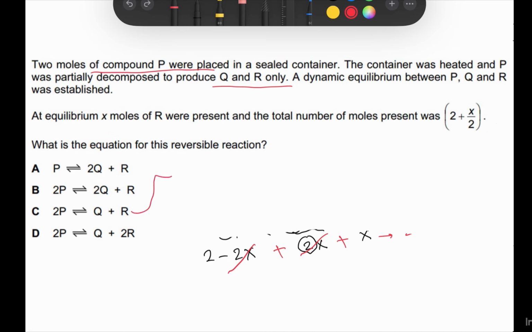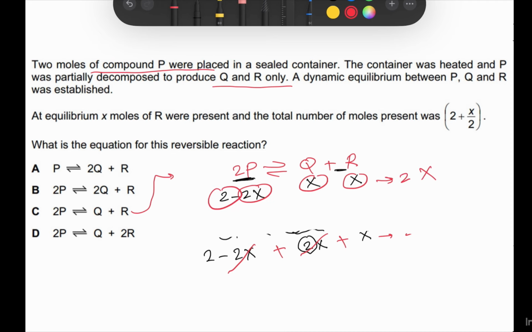Let's take the third one. We have 2P, we have Q and R. Since the R is equal to X, and this is 1 to 1, then it's X. 2P is the double of R, and that's why you have to say 2 minus 2X. And if you add those together, you will end up with 2, which is not the true answer.